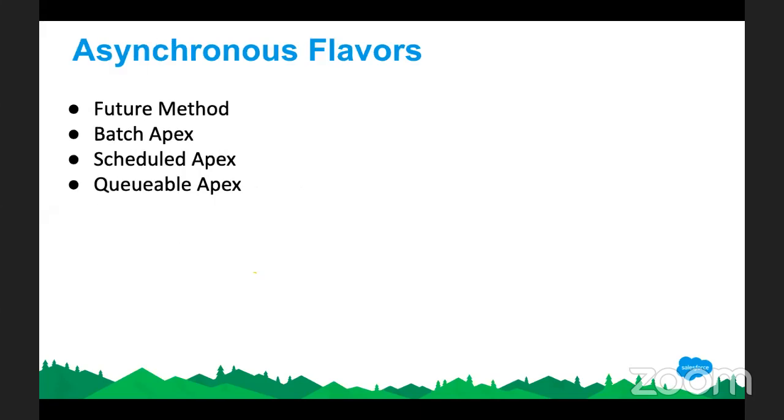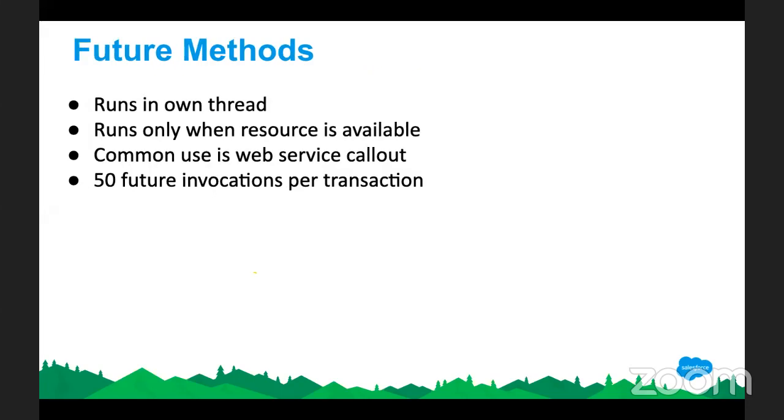What are the asynchronous flavors we have in Apex? Future method, batch Apex, scheduled Apex, and queueable Apex. These are the main 4 asynchronous flavors. Future methods run in their own thread. Though we are calling a future method, it won't run immediately. It will wait for the resource to be availed. Then it will work. The common use case for most of these asynchronous jobs is callouts to web services.